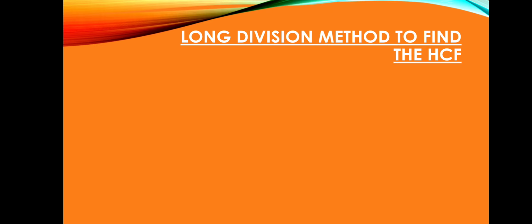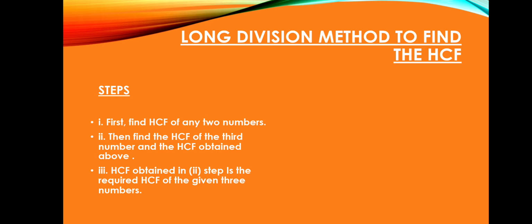Now long division method to find the HCF. The steps involved are: first find the HCF of any two numbers, then find the HCF of the third number and the HCF obtained above. Now third step, HCF obtained in the second step is the required HCF of the given three numbers. Let us solve a question here.